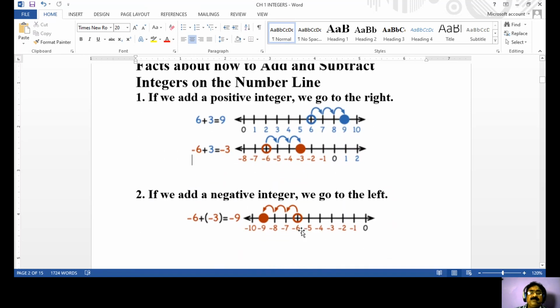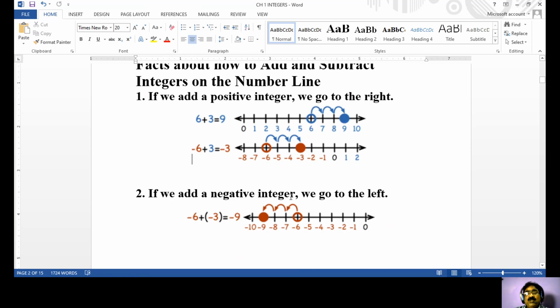Now, if we add a negative integer, we go to the left. -6 will be added to -3. First we move 6 steps to the left-hand side of 0: 1, 2, 3, 4, 5, 6. This circle shows -6, and again 3 steps to the left-hand side: 1, 2, 3. It means this red dot is the answer. The answer is -9.